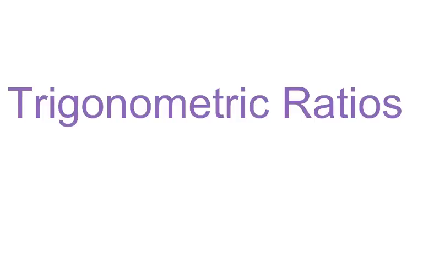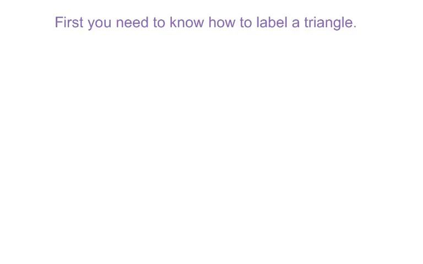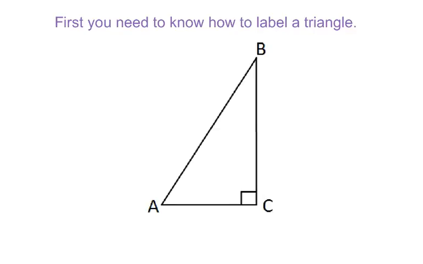We're going to talk about trigonometric ratios today. First, you need to know how to label a triangle, and this is most specifically a right triangle. So triangle ABC, the angles are capital letters. The side across from the right angle is always the hypotenuse, always. And then the straight sides, the other two sides are called legs.